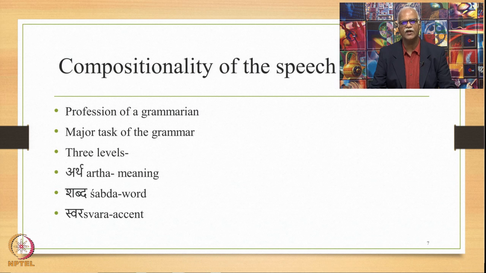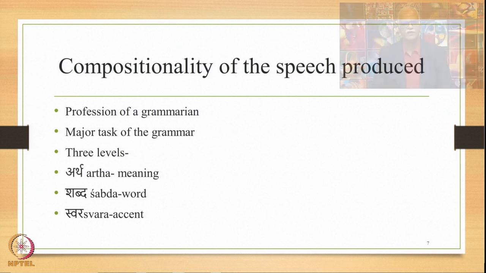Now we are saying here that there are three levels: artha, shabda and swara. They are all part of the cognitive apparatus first, the buddhi first, and then the shabda together with the swara gets expressed in the audible speech. And whether we have expressed the shabda as well as the swara correctly to convey the meaning or not is counter-checked. And this process of counter-checking on the part of the speaker relies heavily on this intellectual programming in the form of the compositionality of artha, shabda and swara located in the intellect.